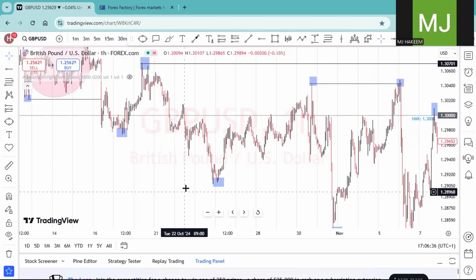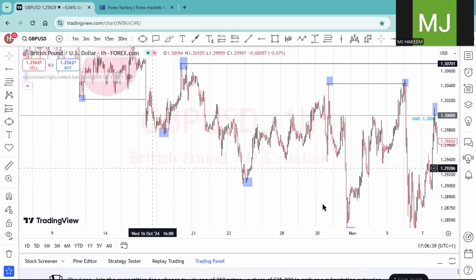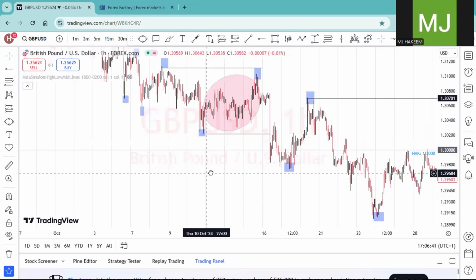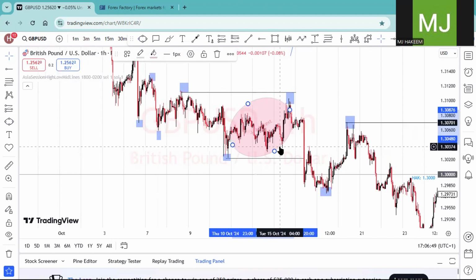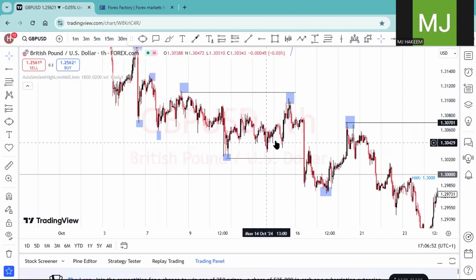It is very, very important for you to understand your structure. And if you apply it very, very well, you are going to see a tremendous change in your trading. A very, very good tremendous change in your trading as well.